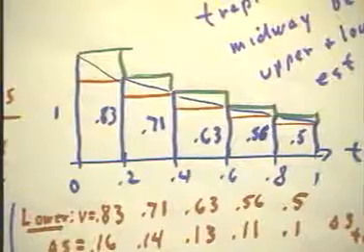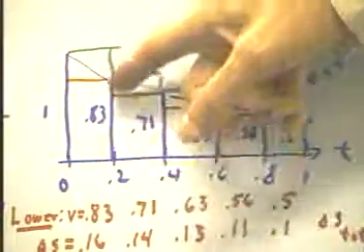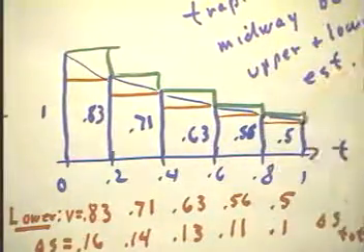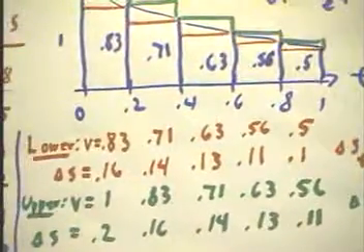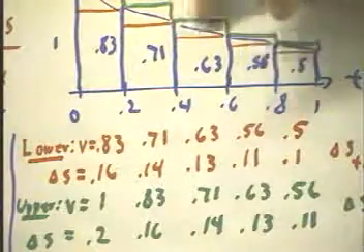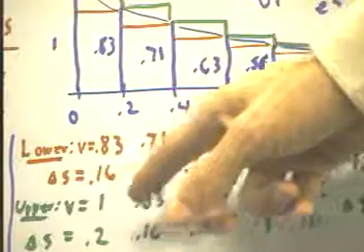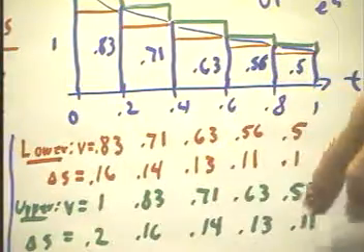We could also have used upper estimates, using the 1 for the first interval, the 0.83 for the second, the 0.71 for the third, and the 0.56 for the last. The upper estimates correspond to the green tops of the rectangles. We obtain v equals 1, 0.83, 0.71, 0.56. So we have these delta s's.